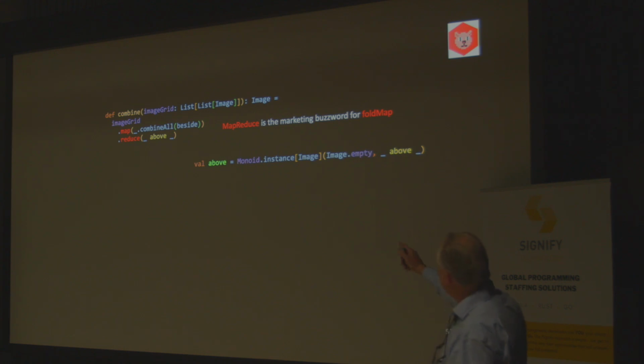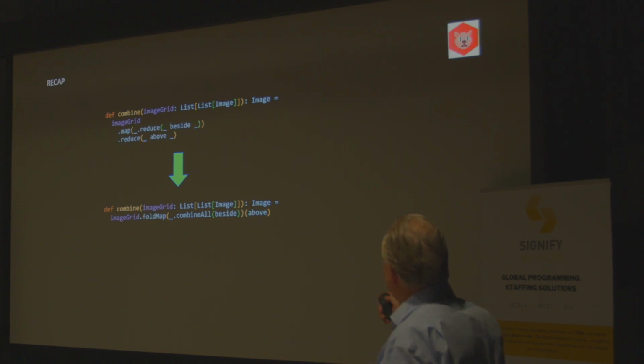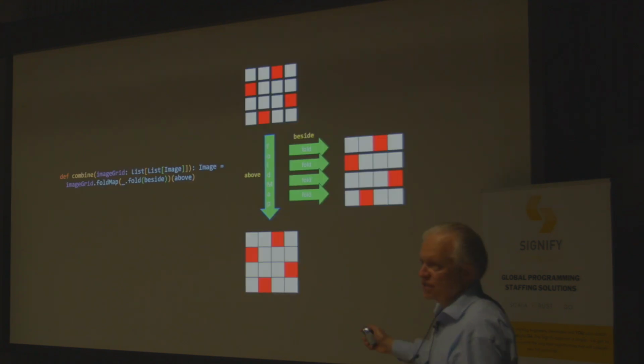Let's define another monoid. The identity is still the empty image. The binary operation is now the above function. Let's call it above. And so what we can do is, instead of mapping a function and then reducing with the above function, we now foldMap the function with the above monoid. So it's getting simpler. And this is the small journey we've been on so far, from start point to end point. And yes, it produces the same result.